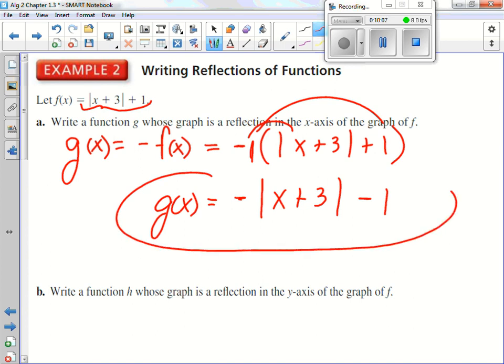And that's it. That's all we have to do for this. That's the only thing we have to do, and we have our new function.